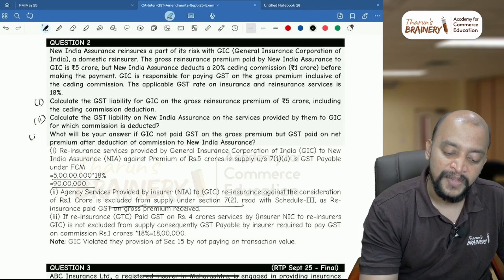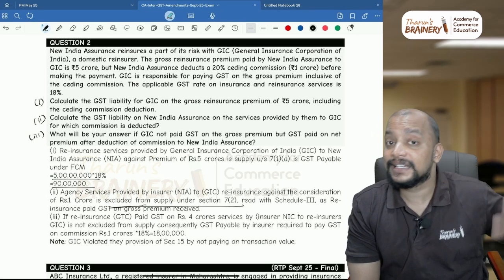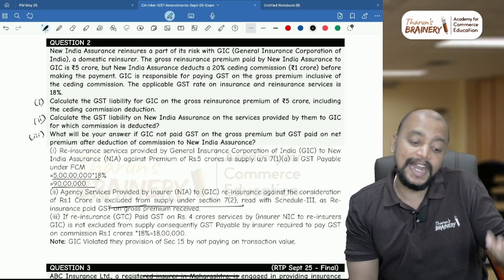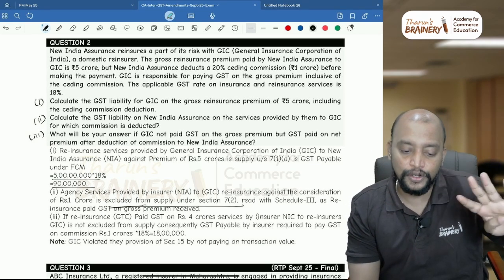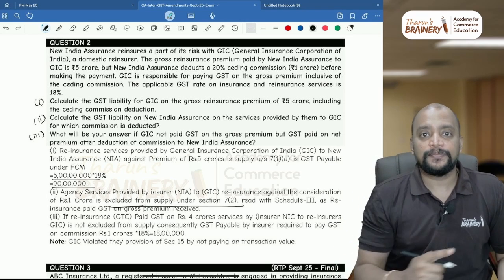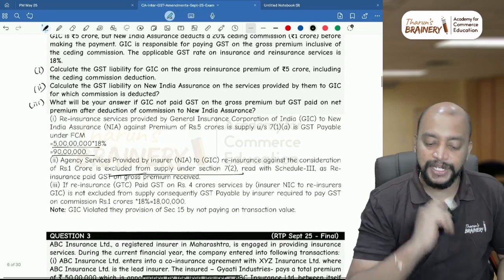Next, number 3, what will be your answer if GIC, that is the reinsurer, has not paid GST on the gross premium but paid GST on the net premium, means 4 crores, which means the insurer has to pay GST on the commission, which means the reinsurer is required to pay GST on the commission.